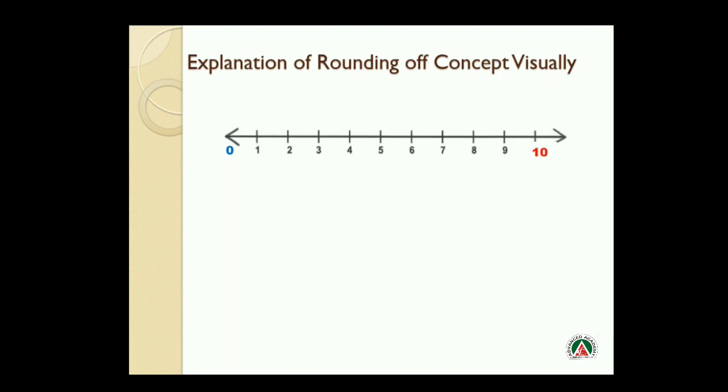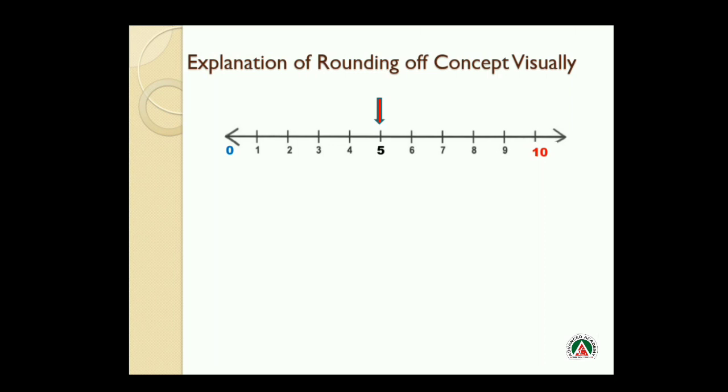Okay, with this number line only. This is a number line. What is the lower limit of this? 0 is the lower limit and 10 is the upper limit. Okay, this is a simple number line. So what will be the mid position? Yes, the mid position will be 5.